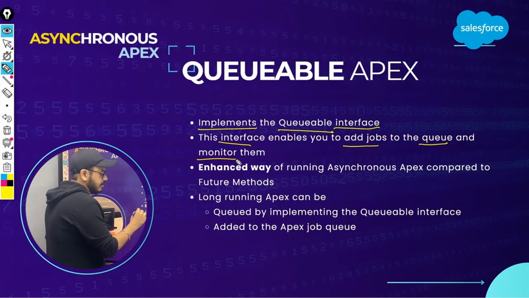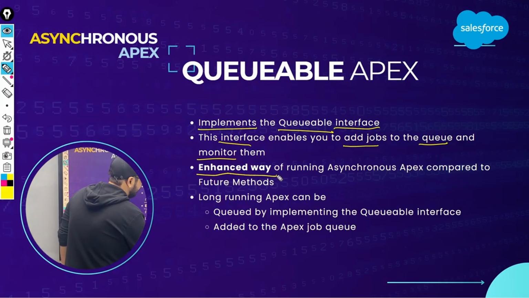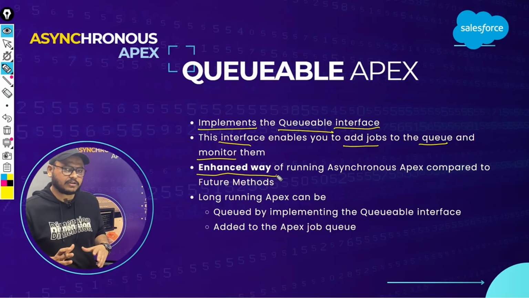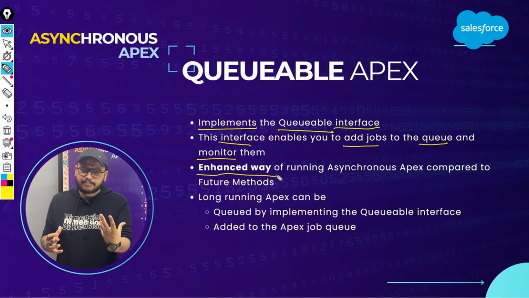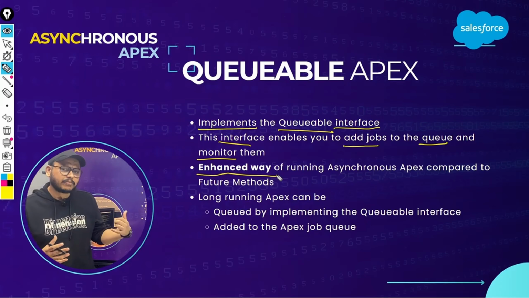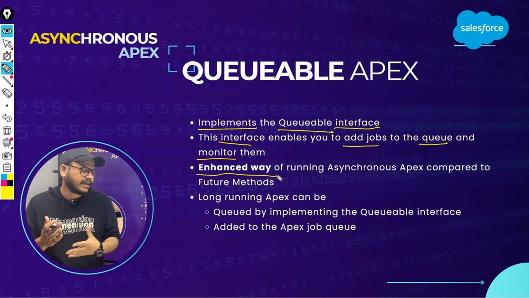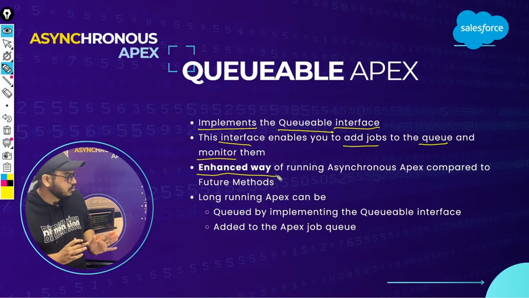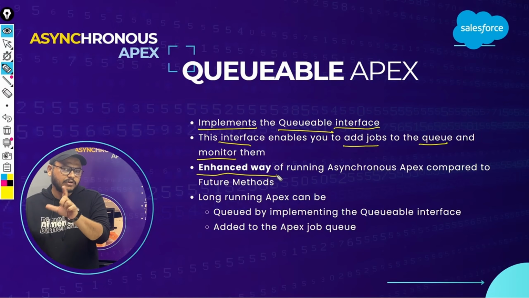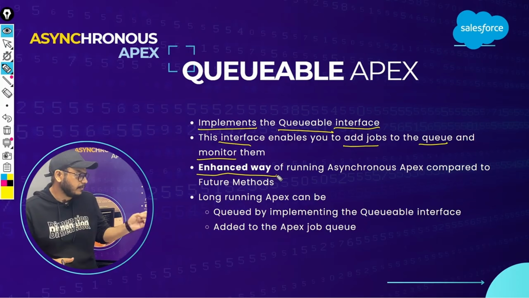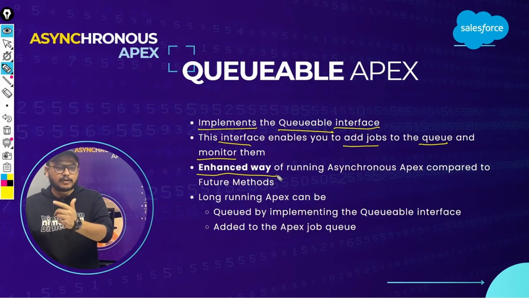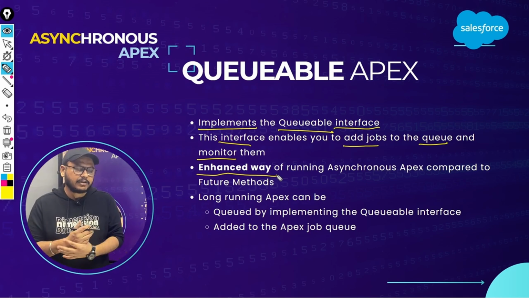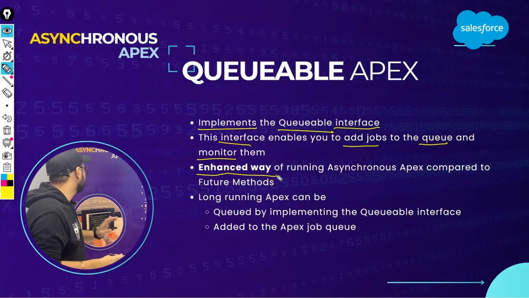Correct? Now, this is the key thing. In a way, this is an enhanced way of running asynchronous Apex compared to your future method. So pretty much the same stuff it is doing, but in a slightly more advanced way. So your long running Apex code can be queued by implementing the Queueable interface. If you are implementing the Queueable interface, you will have the ability to queue the Apex code, and it also has the ability to be added to the Apex job queue.